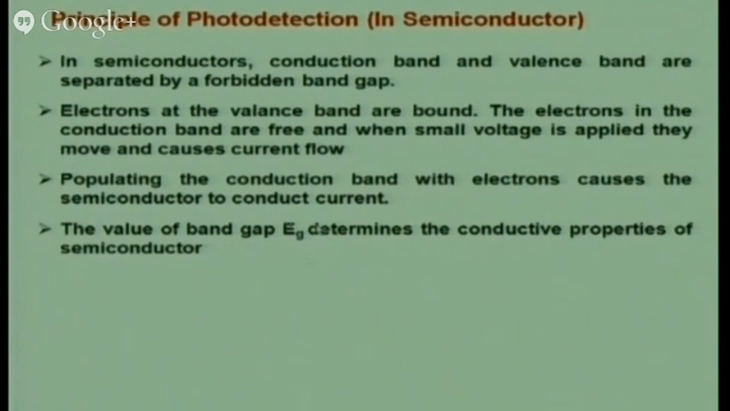That means whatever the material I look for, the band gap energy defines what wavelength it can sense, right? So if I want to sense 0.9 micrometer wavelength, my material will be different. If I want 1.3, my material will be different. If I want 1.5, my material will be different, based on the band gap.